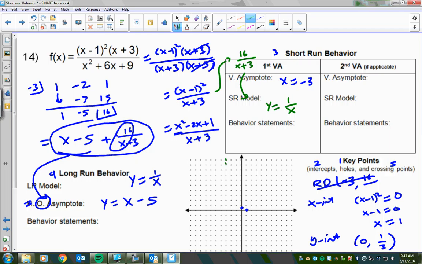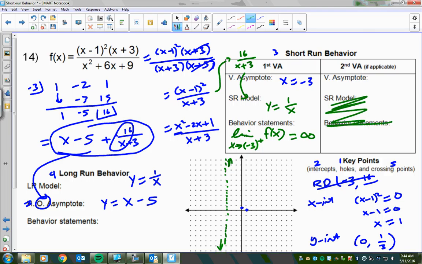To draw that, x equals negative 3. And there's positive 1 over x, and then on the right it's going to go to positive infinity, and on the left it's going to go to negative infinity. I want to write these as limit statements now. You can do it either way. So here we say the limit as x approaches negative 3 from the right is positive infinity.